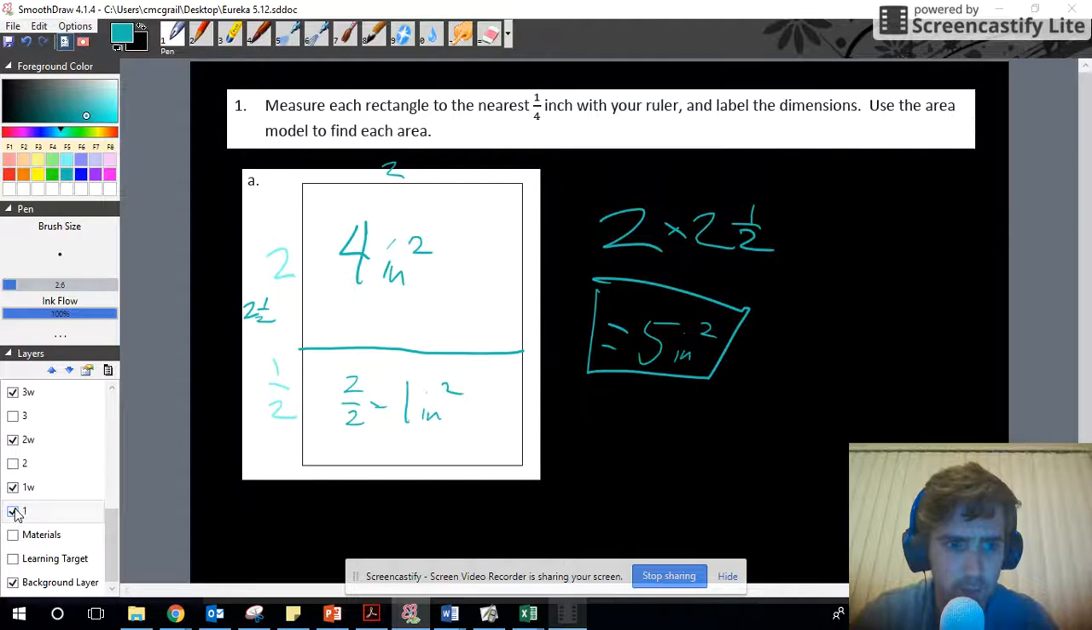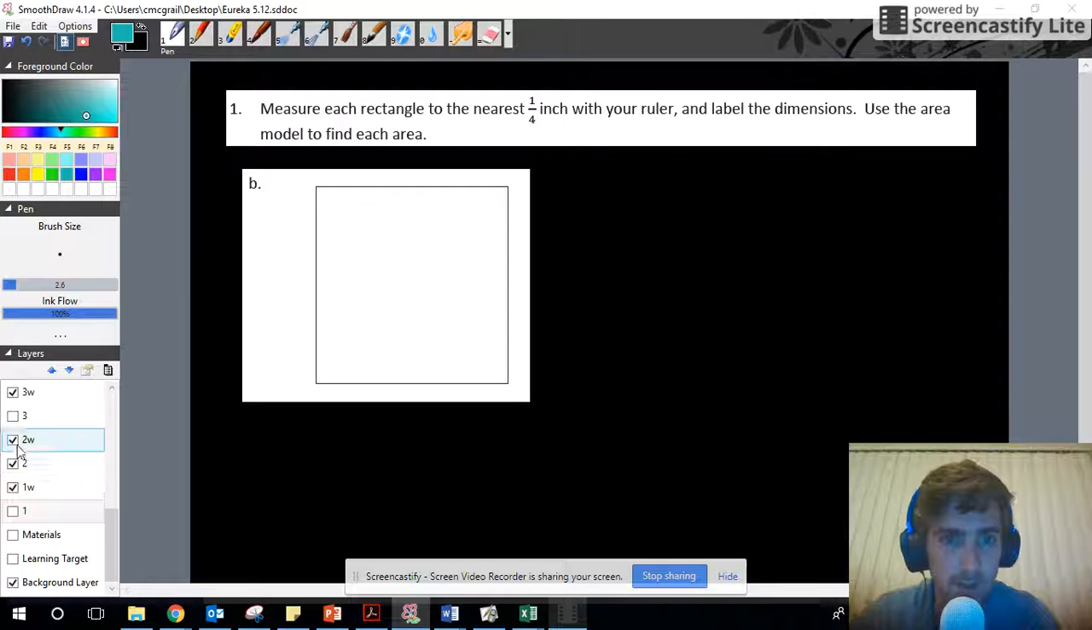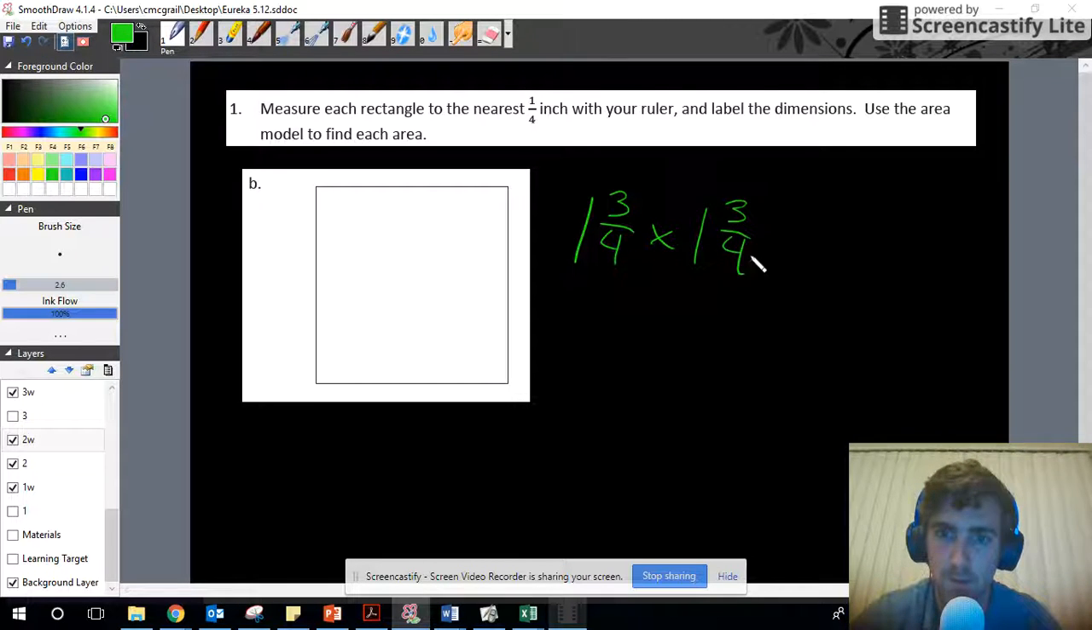So let's see if we can take what we've learned and apply that to a slightly more complex problem. And this is only slightly more complex. If you break it down and go step by step, then you should be successful in these types of problems. So the dimensions for the second problem, 1B, are, and this is a square, 1 3/4 by 1 3/4, since it's a square.